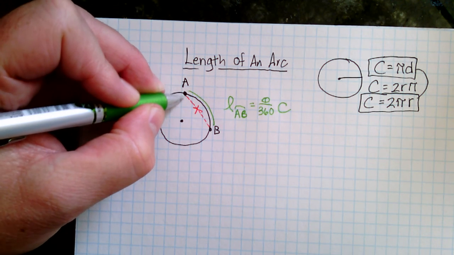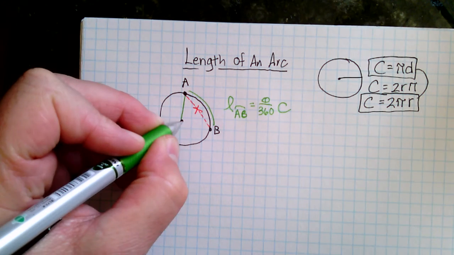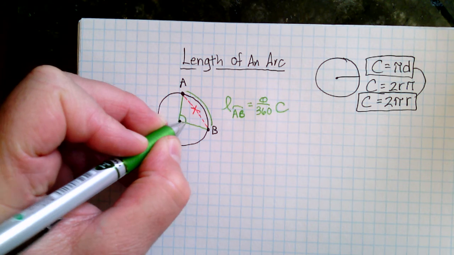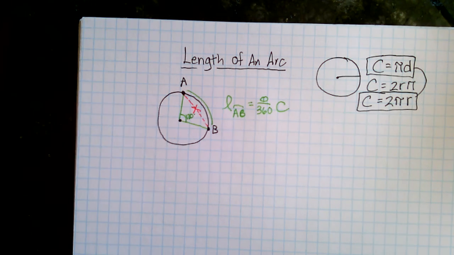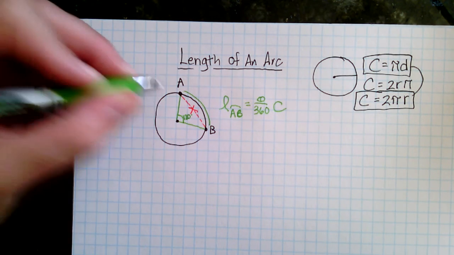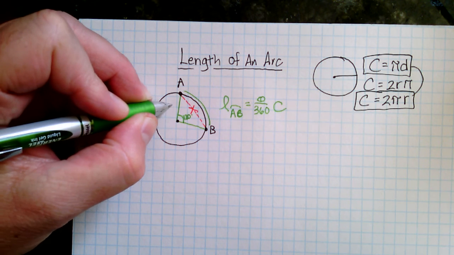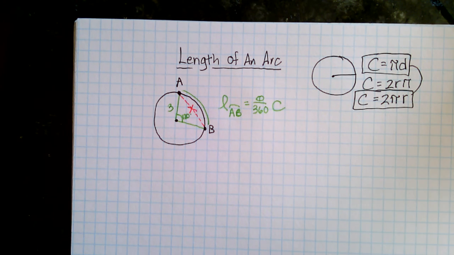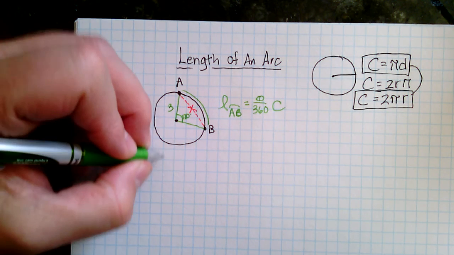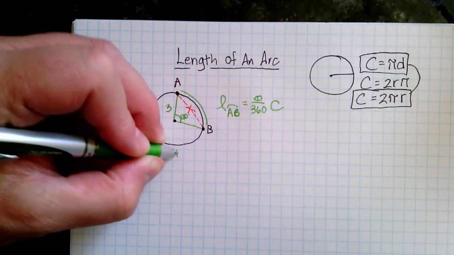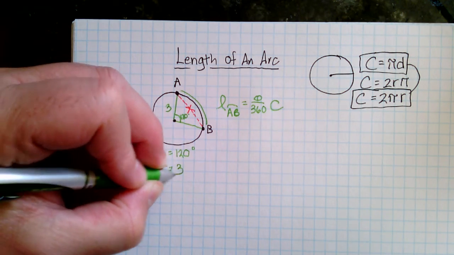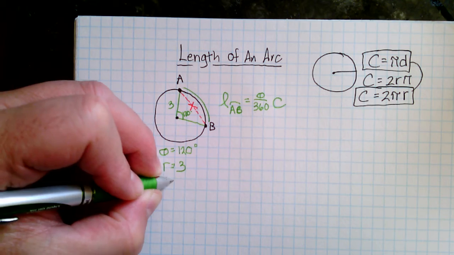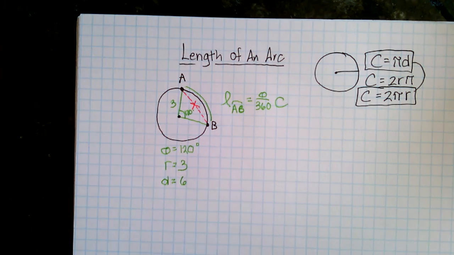Okay, so if I did this, let's just say that this central angle is given to me at 120 degrees. Okay, and then I have a radius of, call the radius 3. So if that's the given information, my central angle is 120. The radius is 3. So I can conclude that the diameter is 6.